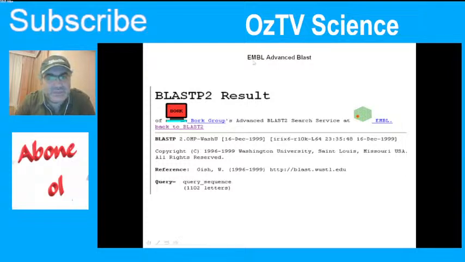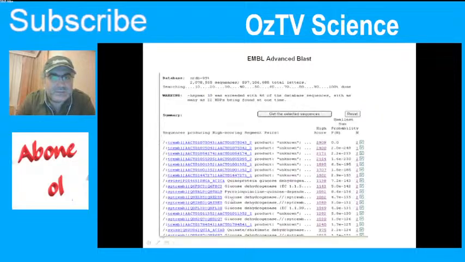BLAST result, EMBL advanced BLAST. See, that's the EMBL site. That's the date, I guess, 16 December, no, that's 1999. Washington University, St. Louis, Missouri, USA. Reference BLAST query sequence. That's the name of the, remember, 1100 amino acid sequence query. And that's the BLAST.